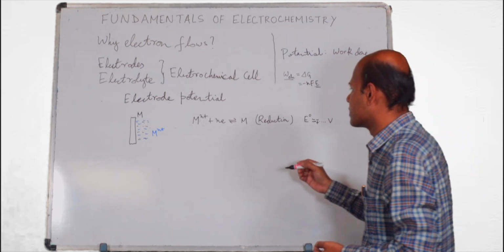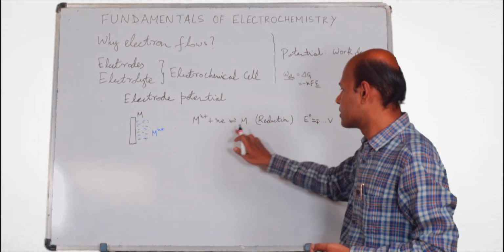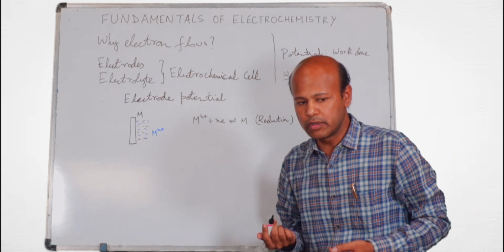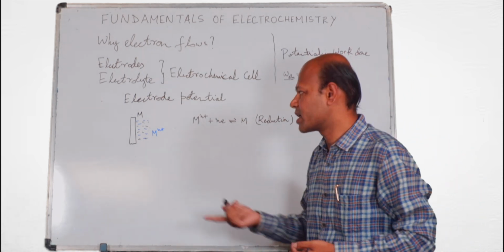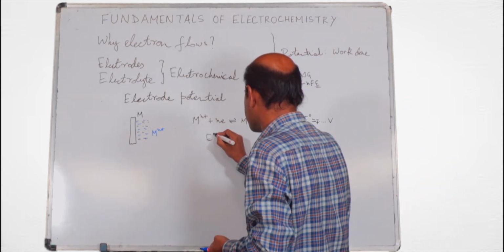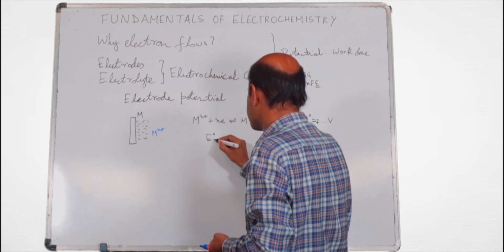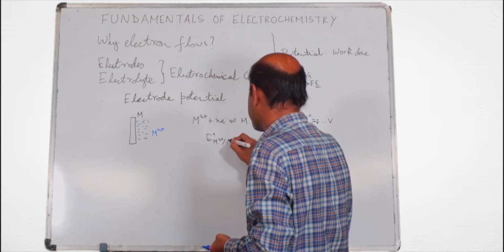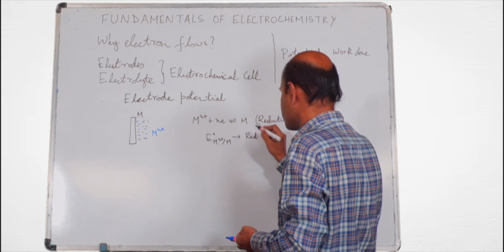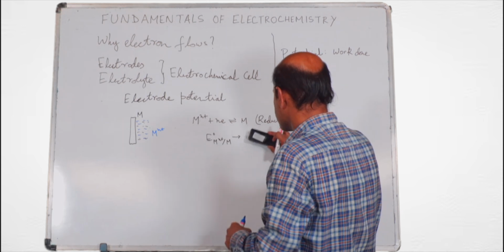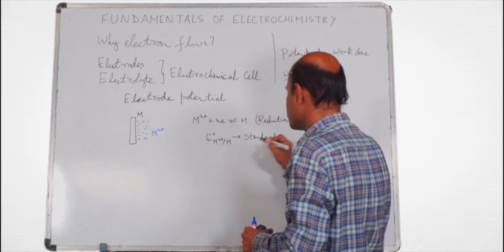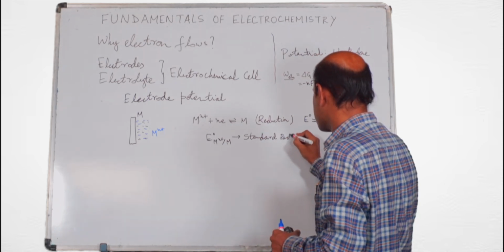Again I repeat, the electrode potential is the tendency to gain or lose electrons when the electrode is in contact with an electrolyte. We denote it, more properly, as E naught. This potential is denoted for the couple Mn+ and M. Then we term it as reduction potential, or more properly, as I have written, E naught. So it is standard reduction potential. That means the electrode is kept in standard state. So, standard reduction potential.